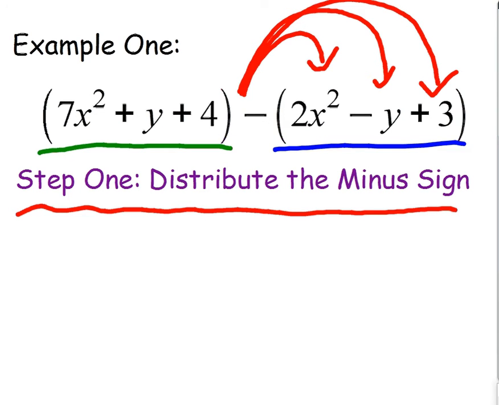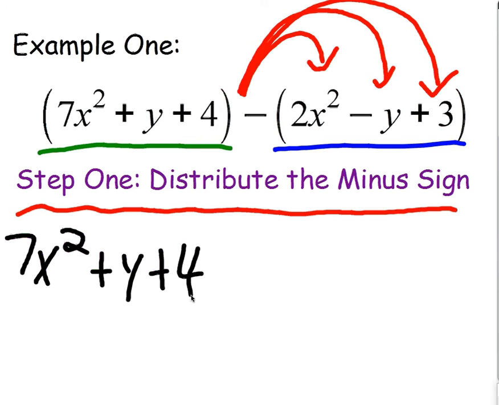In other words, it doesn't just go to the 2x squared. It goes to the minus y and to the plus 3. I'm going to just demonstrate that right now. Now for the first polynomial, it's the same. It has no bearing on the actual first polynomial. It stays the same, right? The minus doesn't come until next. For the second one, the first minus is going to go to the 2x squared.